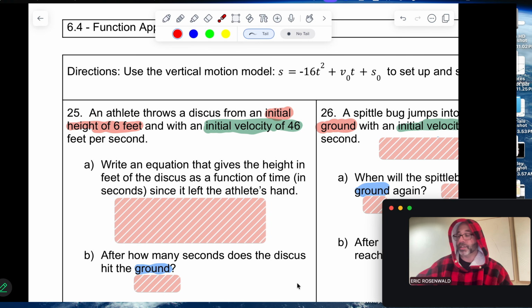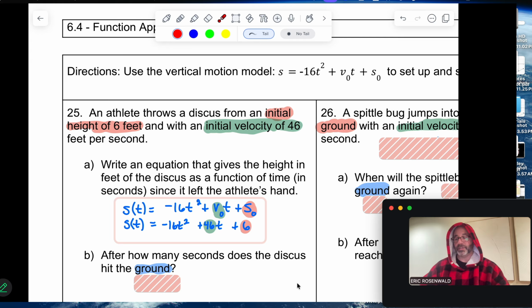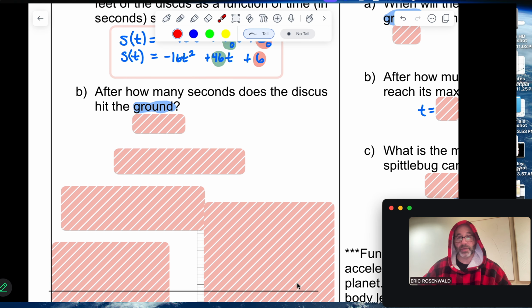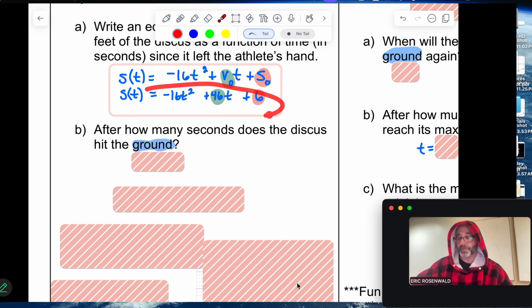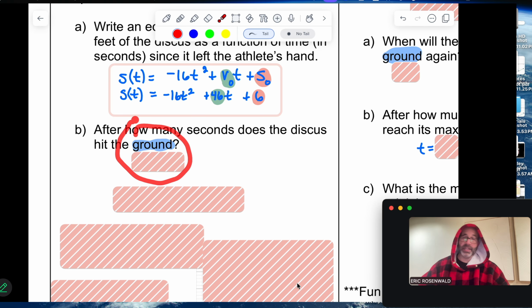So they're giving me information. They're giving me that this is the initial height right here. We're saying that the initial velocity is this right here, so just throw those into the equation. We have negative 16t squared plus 46t plus 6. So this is a quadratic. We want to try to solve this. The question is asking, after how many seconds does this discus hit the ground? Well, when something hits the ground, it's not in the air anymore. It's got a height of 0. So we say h is equal to 0, or s of t is equal to 0.